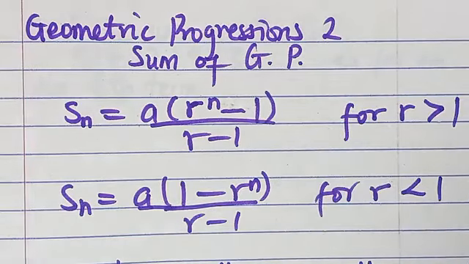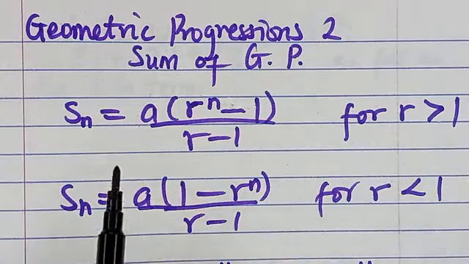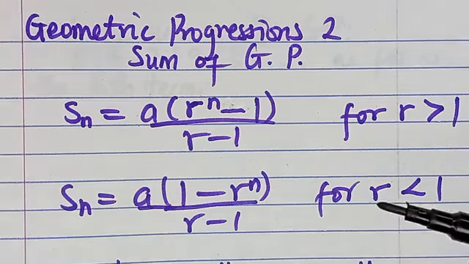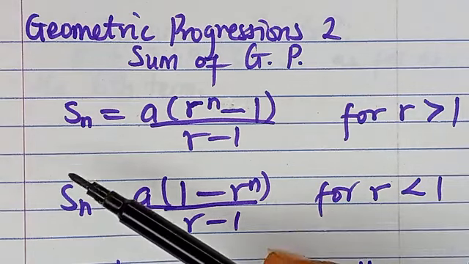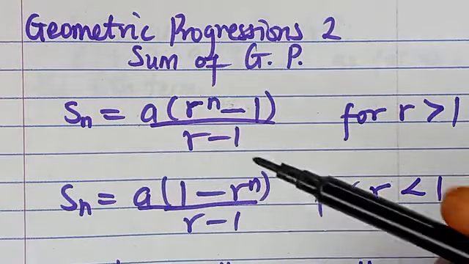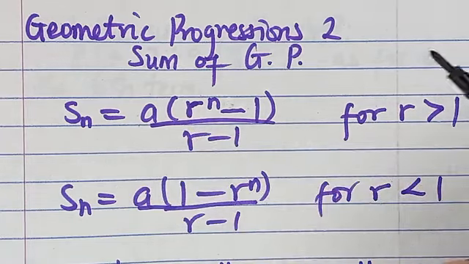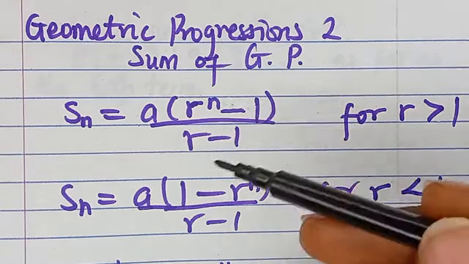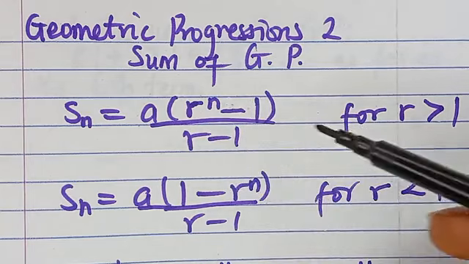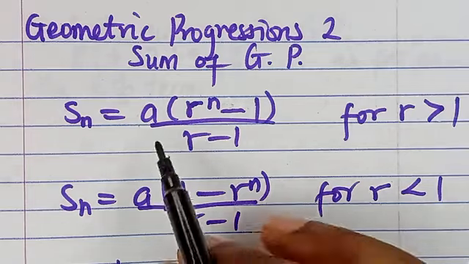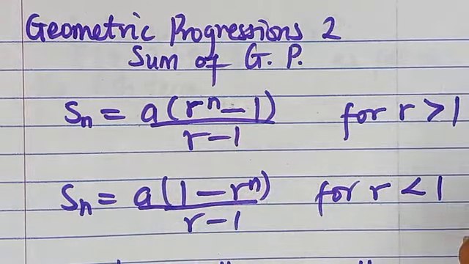In this video, we are still on geometric progressions, the sum of a GP, that is the exponential series. The formula for finding the sum of a GP series, the sum to any number of terms n, is equal to a, the first term, times r, the common ratio, raised to power n minus 1, over r minus 1. That is for when the common ratio is greater than 1.